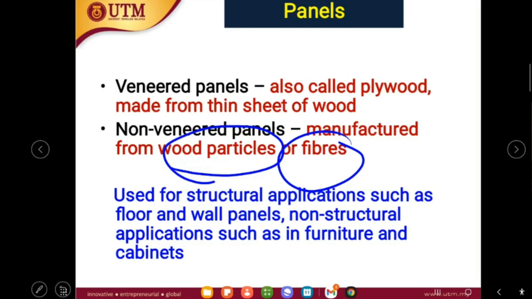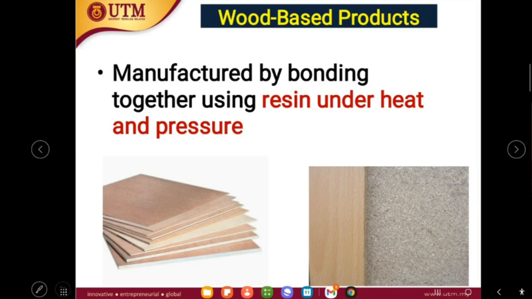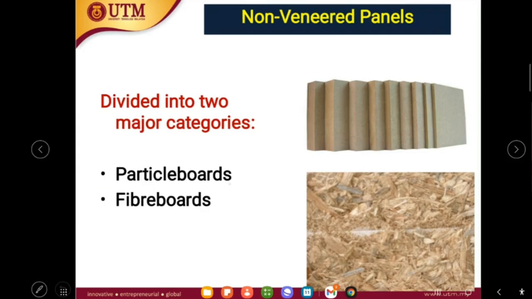We compress it. Veneer panels like plywood are used for applications such as floors and wall panels, and for non-structural applications such as furniture, like wardrobes, cabinets, and handrails for staircases. This is a wood-based product manufactured by bonding together using resin under heat and pressure. Particle board has particles from wood chips, bonded together with resin, then heated and pressed, and it gains certain strength. So we have particle boards and also fiber boards, which use wood fibers.